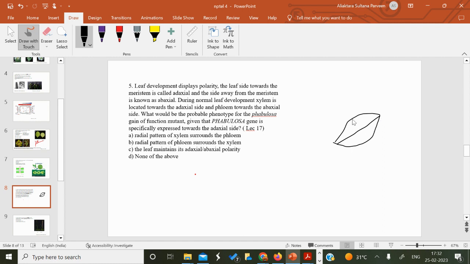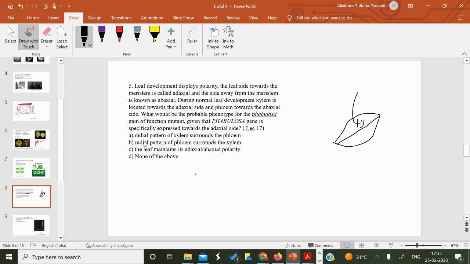So what they're saying is that on the adaxial side, more xylem is there. Xylem is located towards the adaxial side, and phloem is towards the abaxial side, so it is on the lower surface of the leaf. Now, what we saw is that fabulosa helps in adaxial maintenance. So if there is more fabulosa, more adaxial character will come. So more xylem should come.